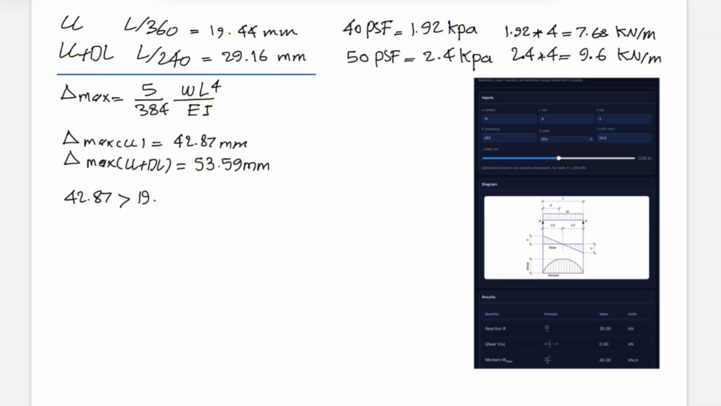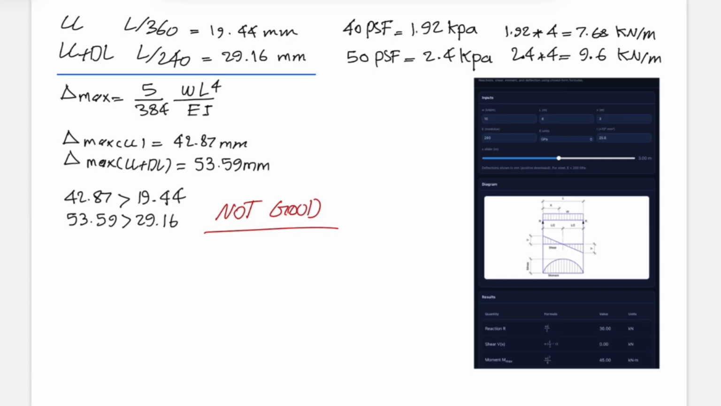42.87 is greater than 19.44, and 53.59 is greater than 29.16, so the beam does not meet the deflection requirement. Not good. This would result in a bouncy floor and likely cracking of finishes.